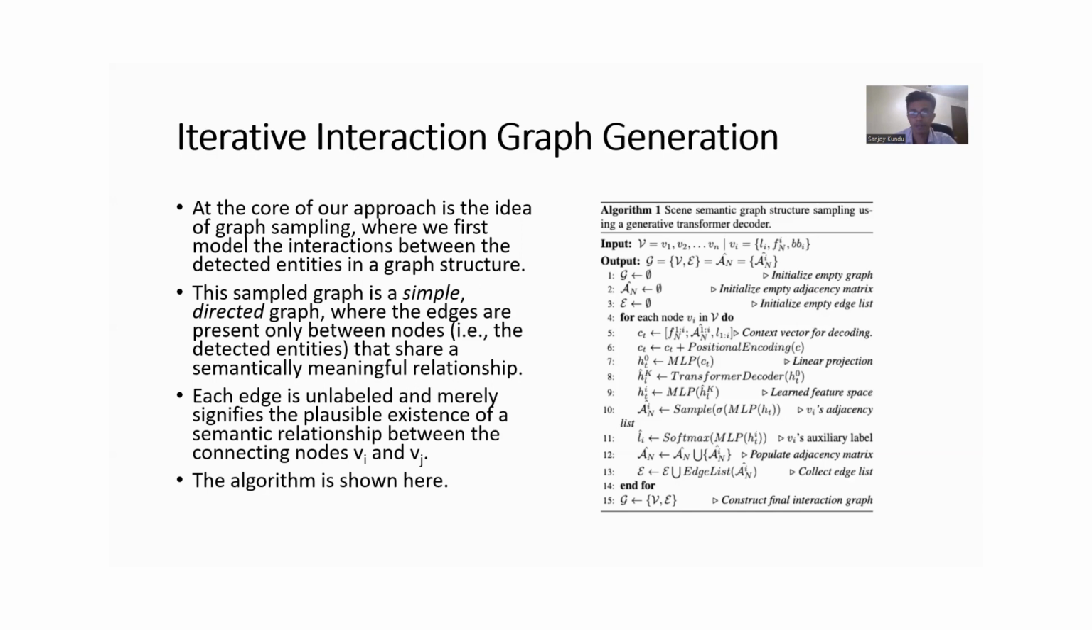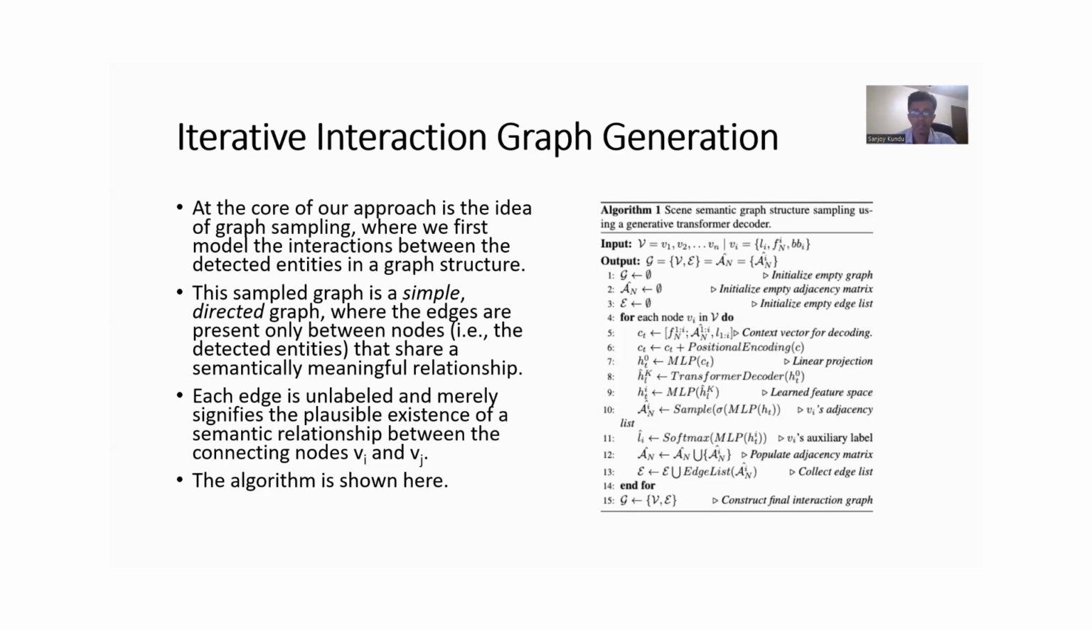At the heart of our approach is graph sampling. We find the sample graph structure using a graph generative transformer. Here is how the algorithm works. We take a list of nodes with labels, visual features, and bounding box information for each node as an input to the algorithm. The output is a sample graph with a list of nodes and edges in the form of an adjacency matrix. In the beginning, we initialize an empty graph, an empty adjacency matrix, and an empty edge list.